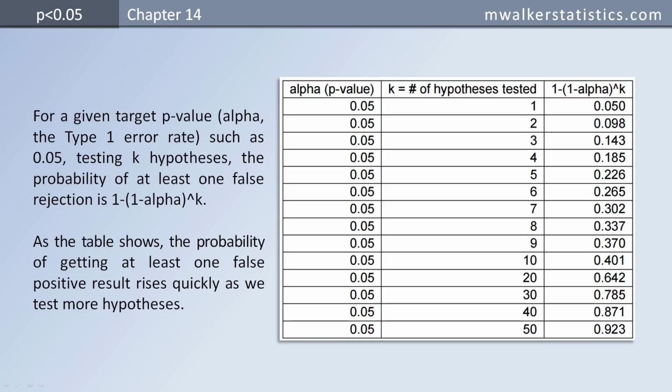For a given target p-value, alpha, the type 1 error rates, such as 0.05, testing k hypotheses, the probability of at least one false rejection is 1 minus (1 minus alpha) to the power of k. As the table shows, the probability of getting at least one false positive result rises quickly as we test more hypotheses.